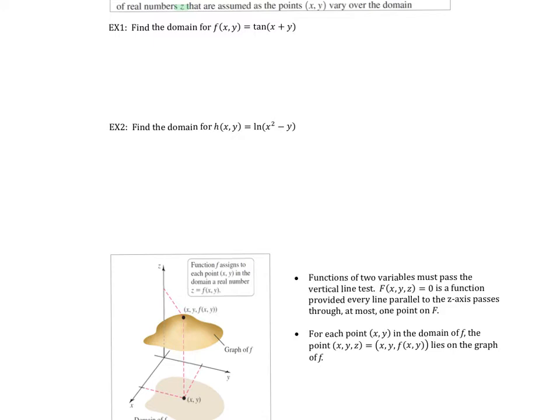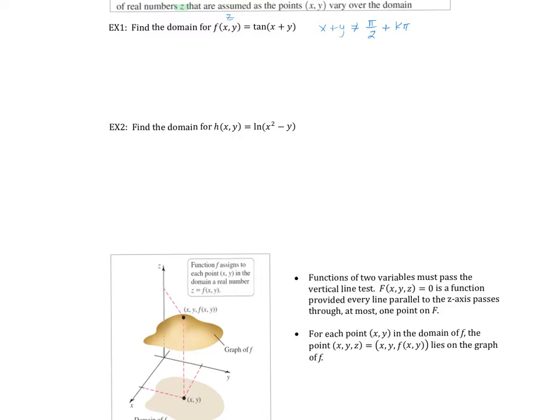Example 1, we want to find the domain for our function. Remember, this is just a z value, equal to the tangent of x plus y. So tangent is undefined at pi over 2 plus k pi, multiples of pi over 2. So as long as the argument x plus y is not equal to pi over 2, and then plus k pi, I'm okay.